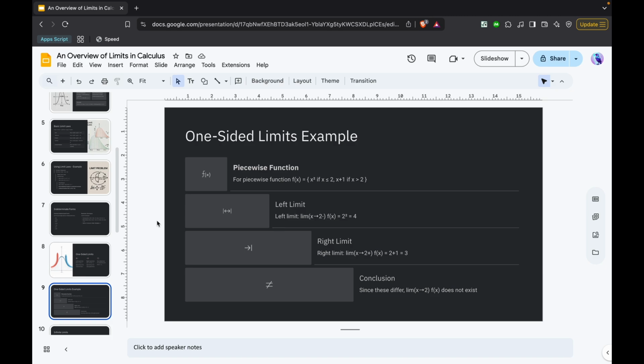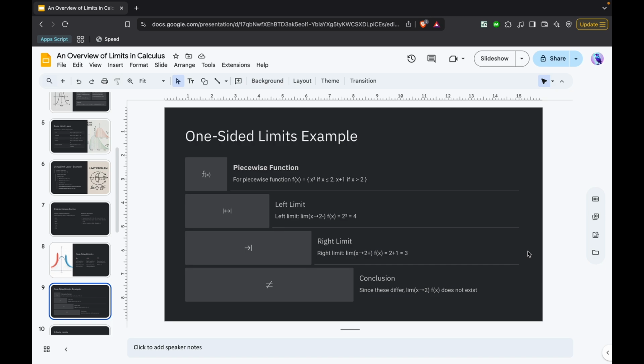So, the left limit says that x from the left side is 2 squared, which is 4, because we're approaching from the left side, or less than the a value. And the right-hand side shows 3, because x plus 1 at 2 is 3, and because it says greater, that's the right-hand side. Now, the conclusion is, since these differ, the limit as x approaches 2 of f of x doesn't exist, especially the two-sided limit, as the two values differ.